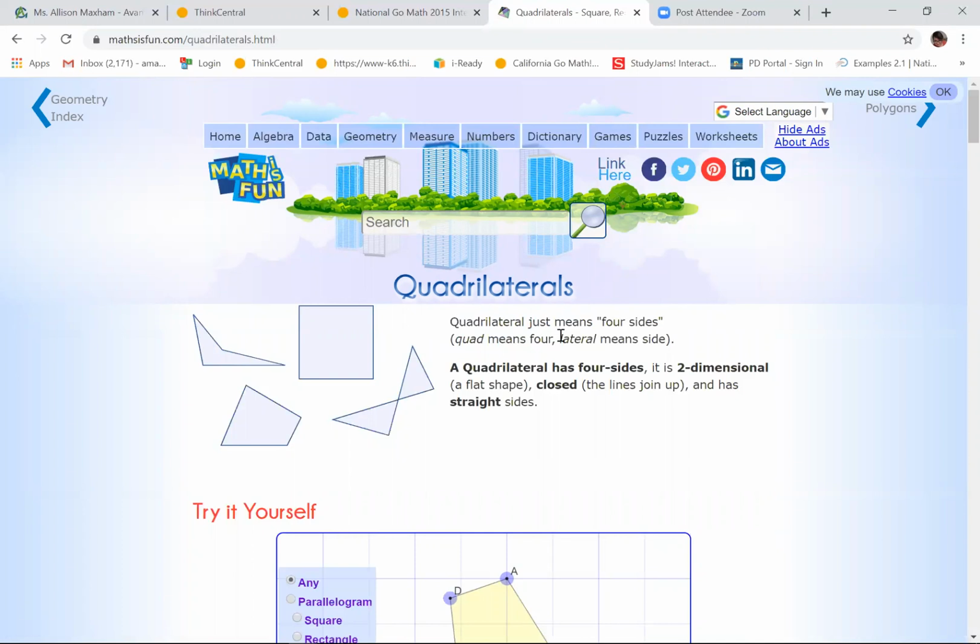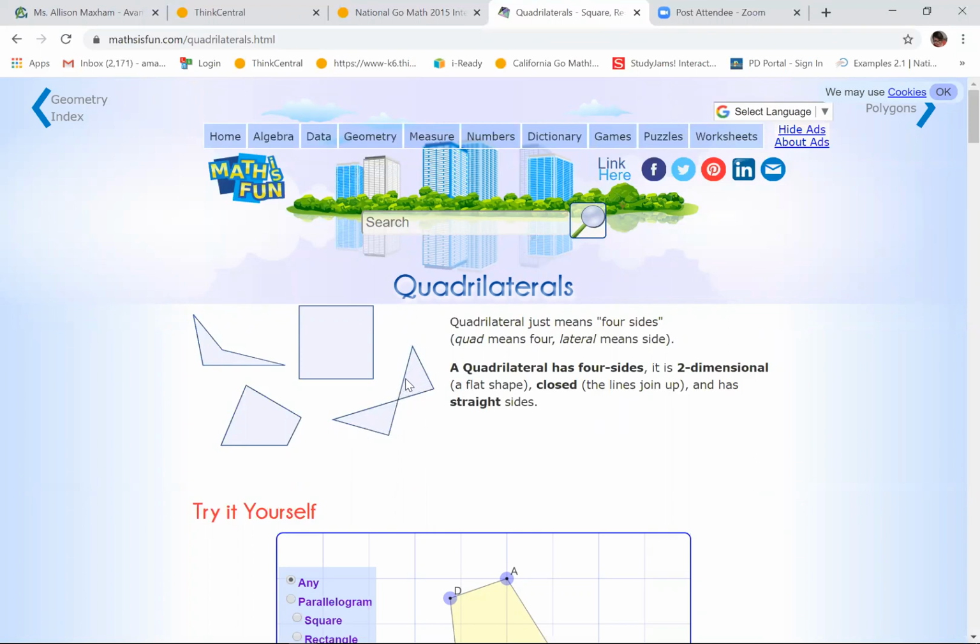Here, quadrilateral just means four sides. Quad means four, lateral means side. A quadrilateral, as we know, has four sides, and it's a two-dimensional or flat shape. It's closed and it has straight sides. But look, we haven't seen something like this yet.